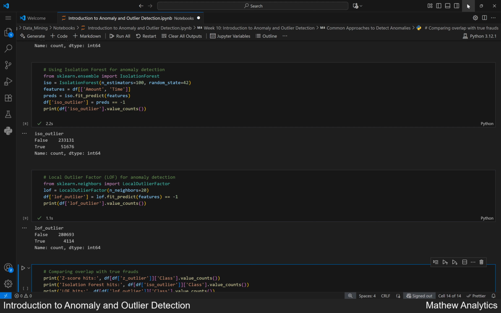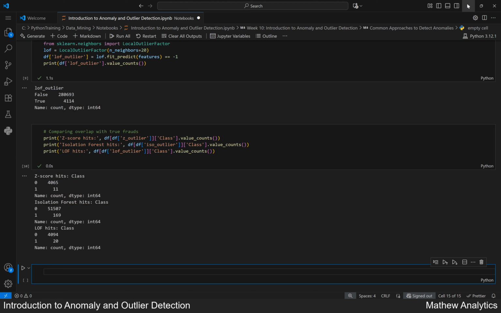Running the cell now. This output shows how many anomalies each method flagged, split by true class, fraud equals 1, non-fraud equals 0. Notice that the isolation forest detects many more outliers overall, including more true frauds, 169, while Z-score and LOF flag fewer total points and fewer frauds. This comparison highlights the trade-offs between sensitivity and specificity in different anomaly detection approaches. Which method seems most useful for this dataset?